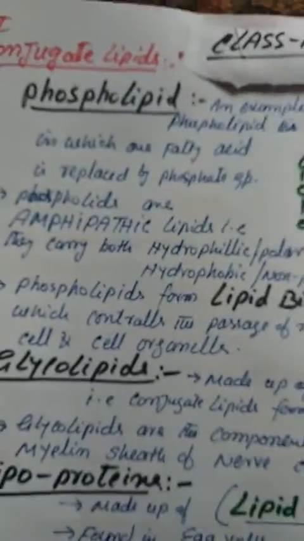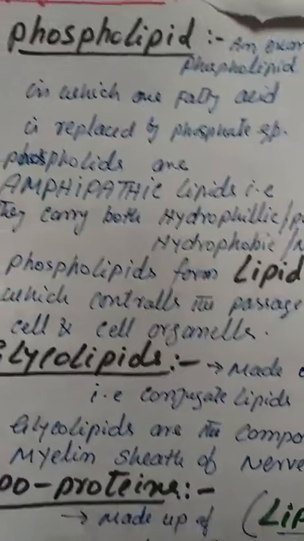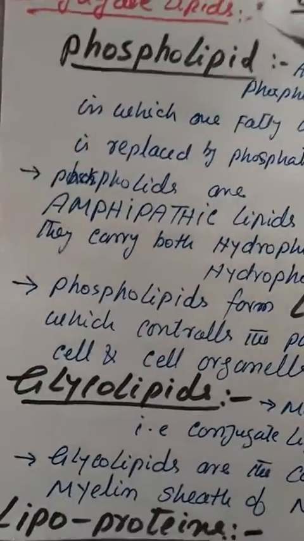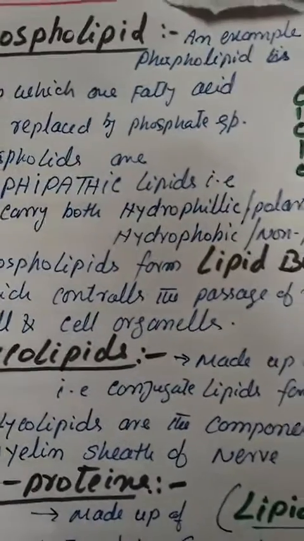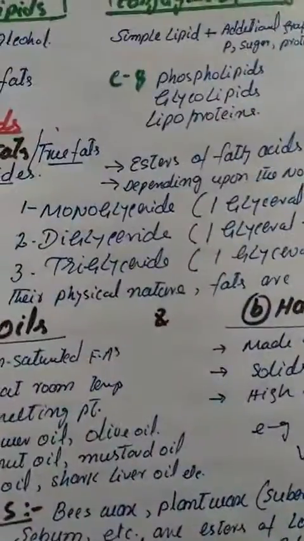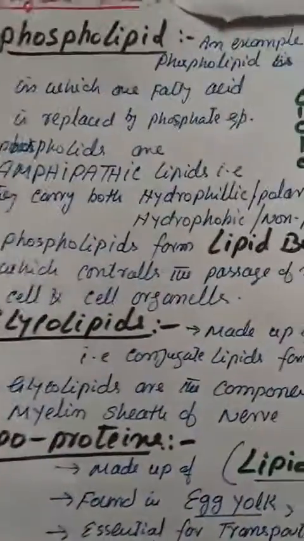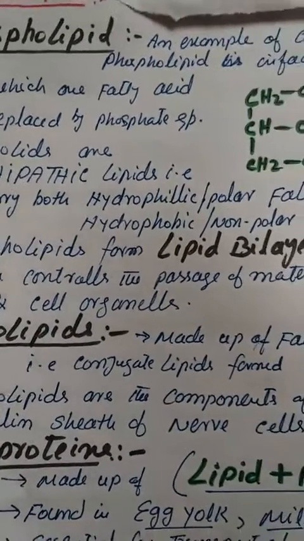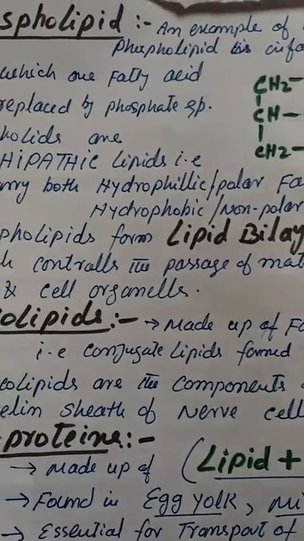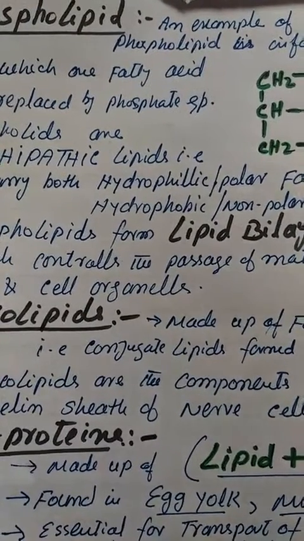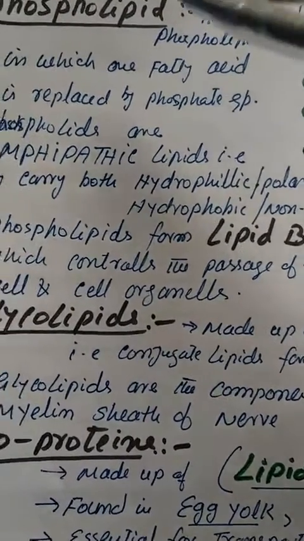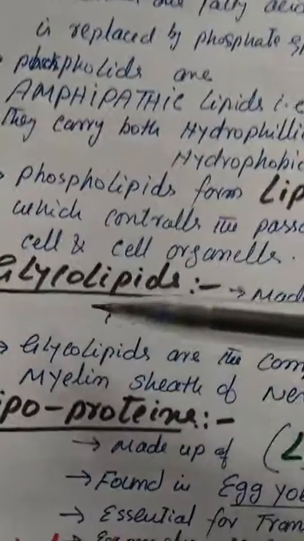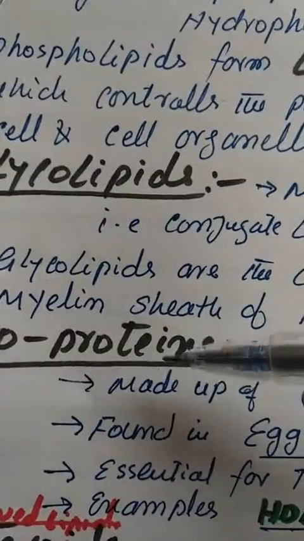Now, the second type of lipids is the conjugate lipid. These conjugate lipids, as I already said, are formed by the combination of these simple lipids with an additional group like phosphorus, sugar or protein. Examples of conjugate lipids are phospholipids, glycolipids and lipoproteins.